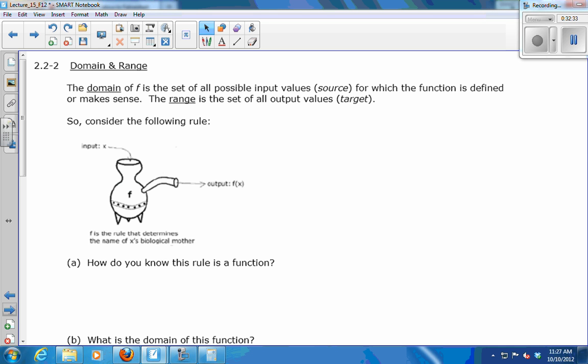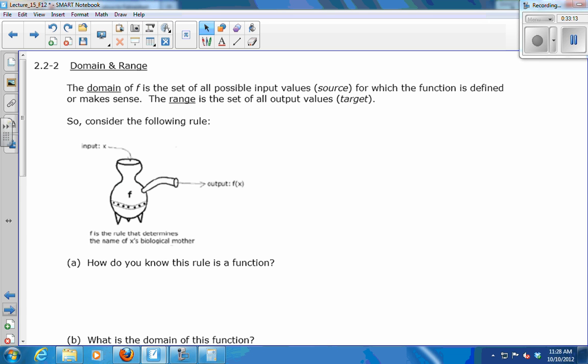Like, if you tried to type into your television remote 5,000, unless you have some crazy cable package, what happens? Nothing, right? 5,000 is not part of the domain, right? The domain would be the list of all possible numbers you can type in. Or if you think of it as a physical machine, something that you're going to drop into the machine, anything that won't make the machine jam or cause the machine to break down. Okay.